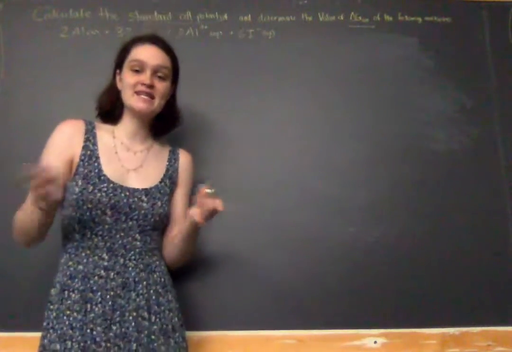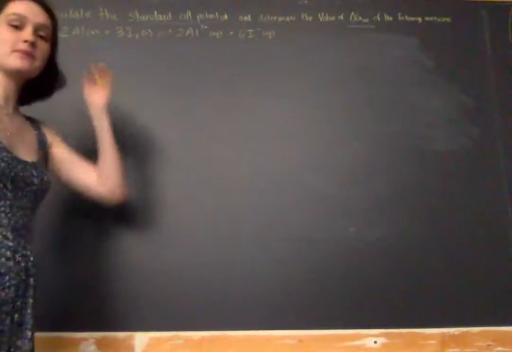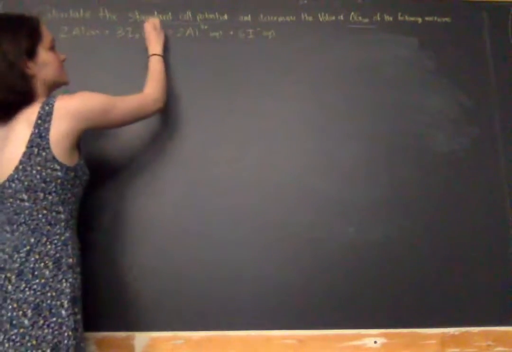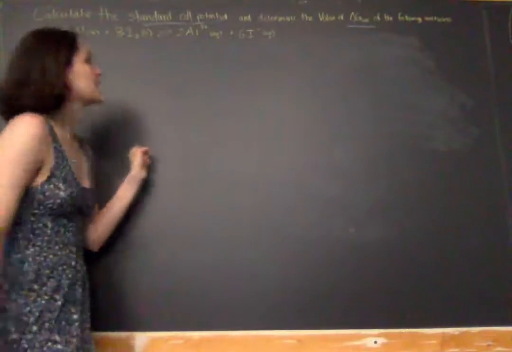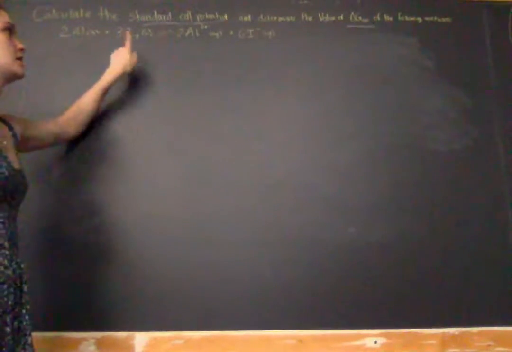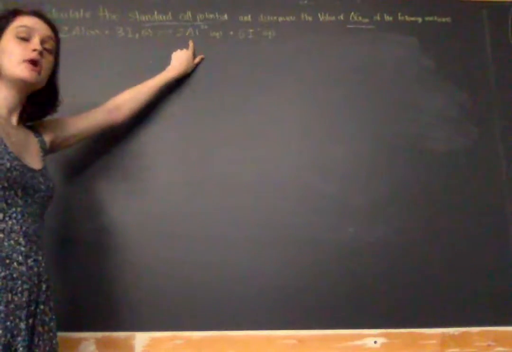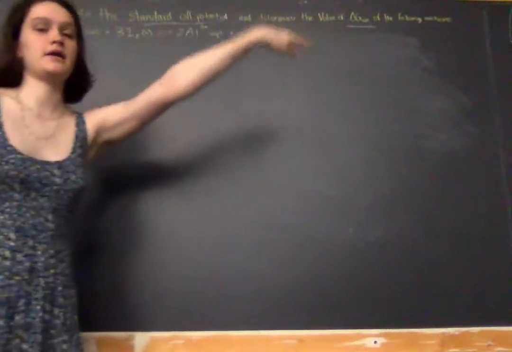Everyone, my name is Anna and I'm doing a chapter 18 practice problem. Okay, so what it wants us to find is the standard cell potential and the delta G of cell of this reaction, which is 2 moles of Al plus 3 moles of I2 goes to 2 moles of Al3+ plus 6 moles of I minus.